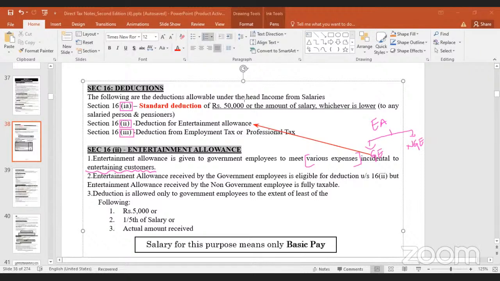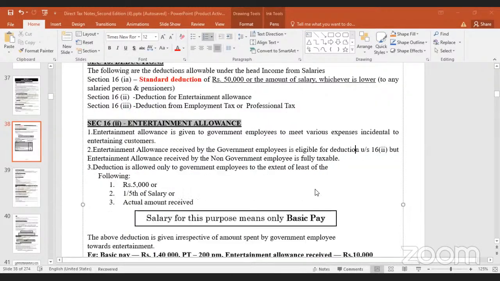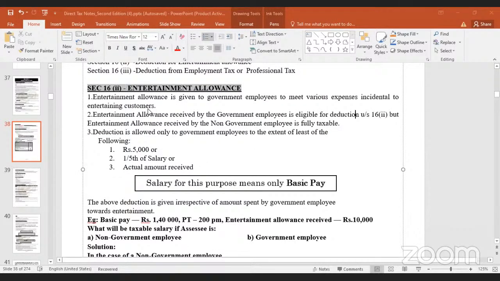So let's go to section 16.2. It's an entertainment allowance. We'll do it in depth. Entertainment allowance received by a government employee is only eligible for deduction, under section 16 clause 2. If a government employee is receiving it, it is claimed as a deduction under section 16.2. If a non-government employee is receiving it, he cannot claim a deduction. For him, it is fully chargeable to tax.